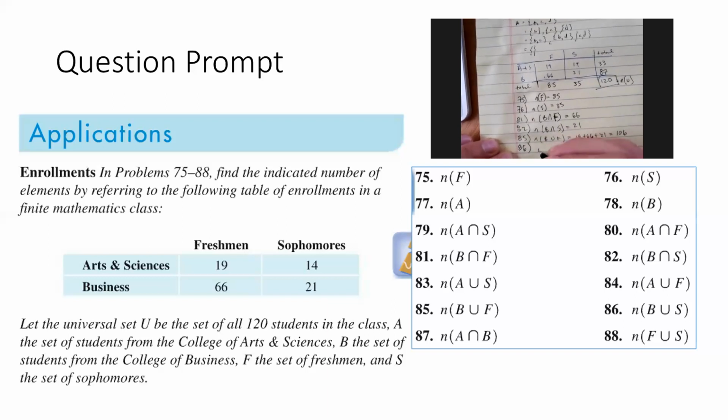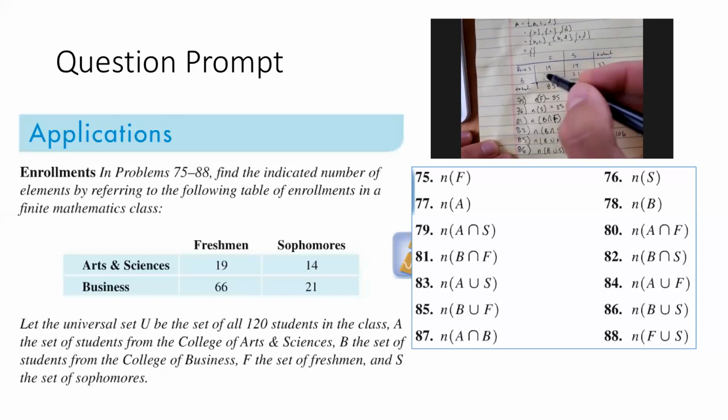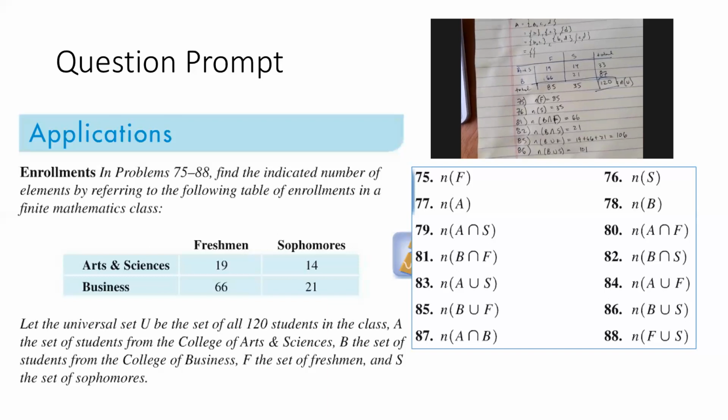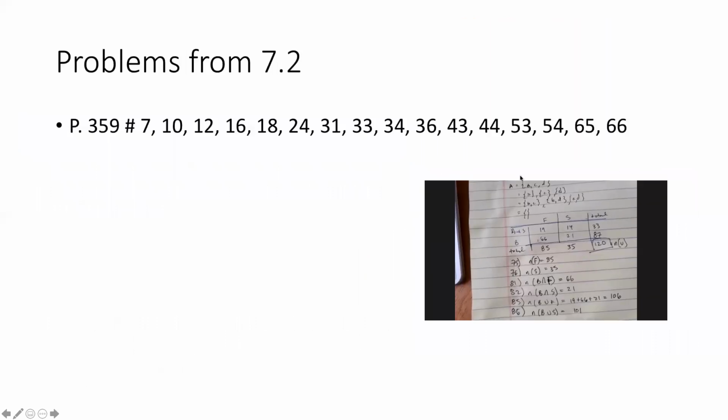86, we have the number of business and sophomore. So business and sophomore is this, which is going to give us 101. So that's basically 7-2 in a nutshell. And these are the problems that I have in the text. And again, you can find the PDF text copy of these problems as well. Let me know if you have any questions.